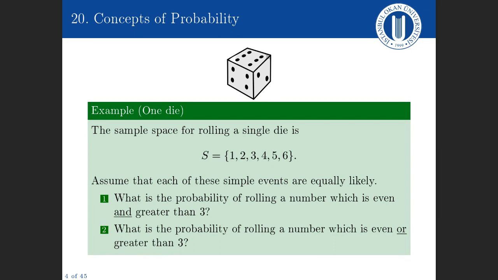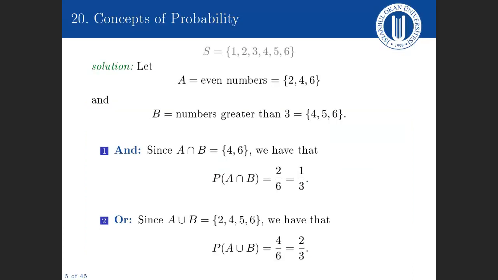Two questions. Question number 1. What is the probability of rolling a number which is even and greater than 3? Question 2. What is the probability of rolling a number which is even or greater than 3? For and, we're going to be using intersections. For or, we're going to be using unions. We need two compound events.